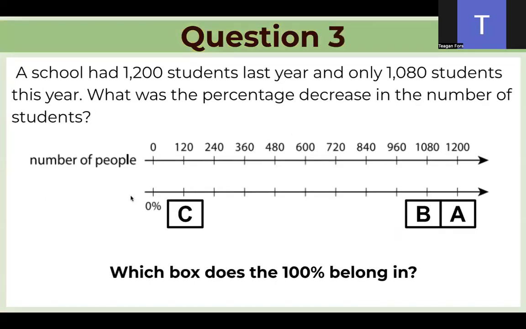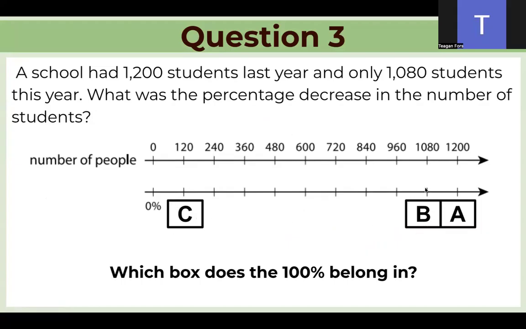Okay, next question. A school had 1,200 students last year and only 1,080 students this year. What was the percentage decrease in the number of students? So your task this time to start is to figure out which box does the 100% belong in. And I numbered or lettered them backwards this time. So is it C over here at 120?